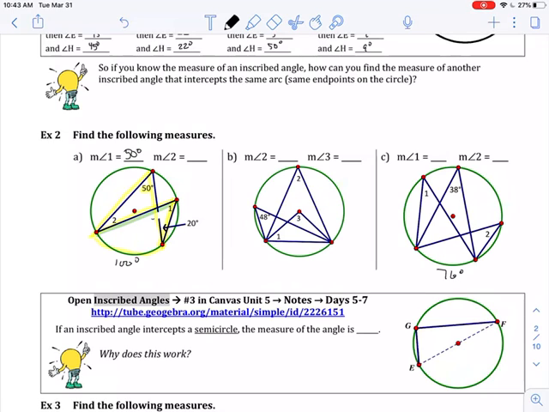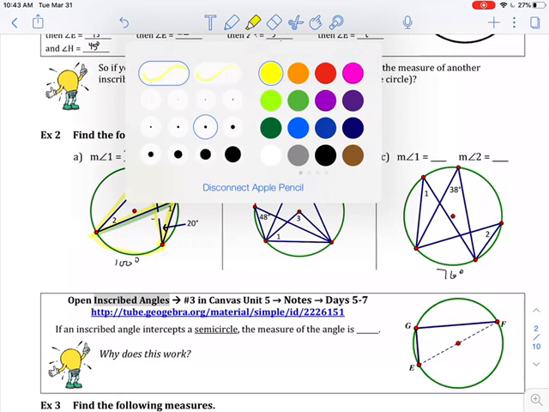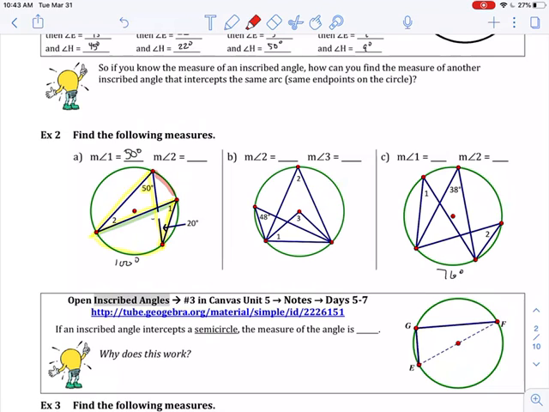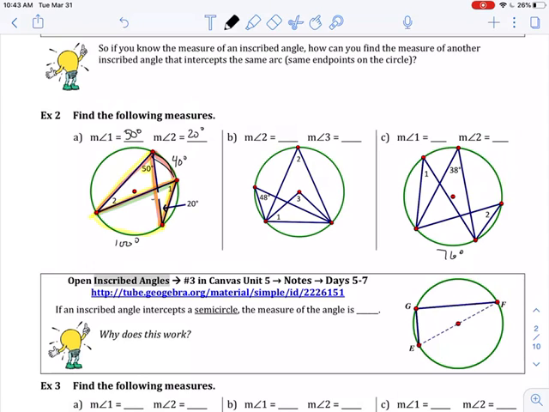Okay? Same thing here. If I'm looking at this arc right here, do you see how that angle and then angle 2 both intercept at the same spot? So those angles are going to be the same. Those angles would be 20 degrees. And if they're asking me to find this arc up here, that would be double that angle. That'd be 40 degrees.